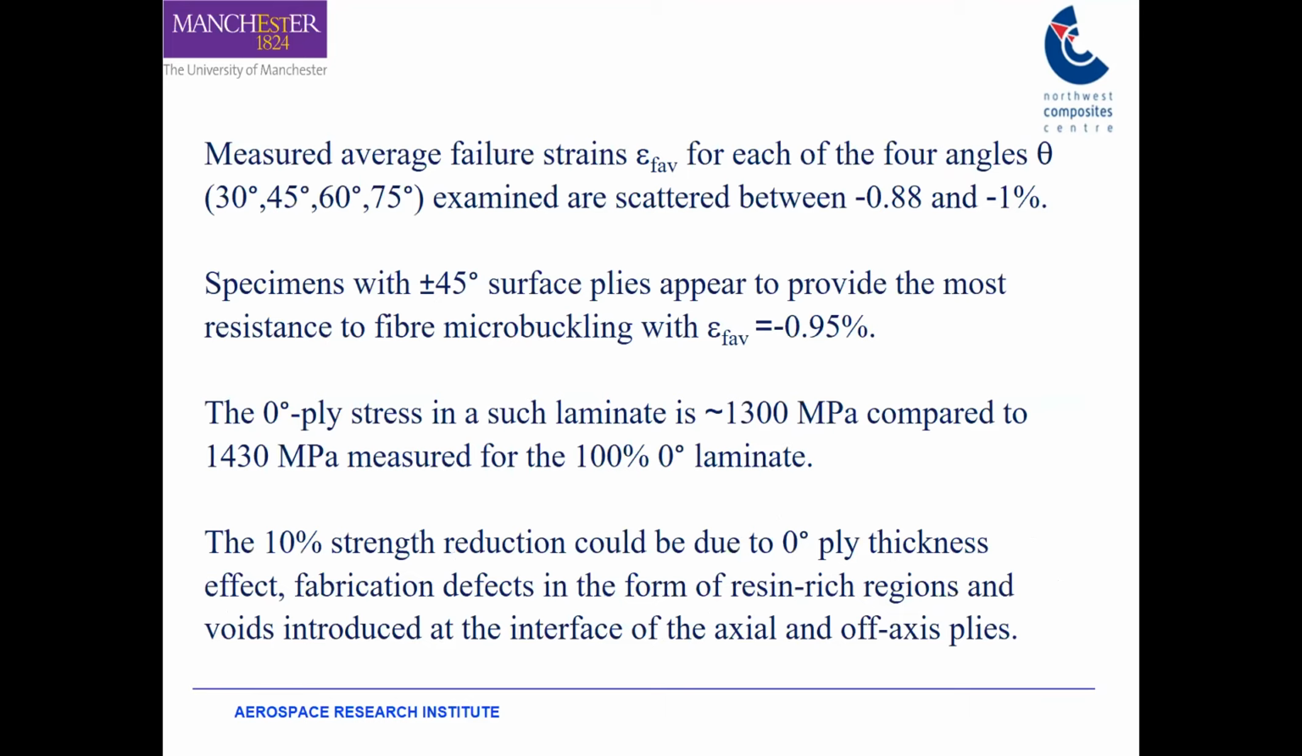When you look at the measured data for all these plus theta, plus minus theta orientations, the strain at failure is between 0.88, 0.9% and 1%. Experiments show that specimens with plus minus 45 surface plies appear to provide the most resistance to fiber microbuckling.